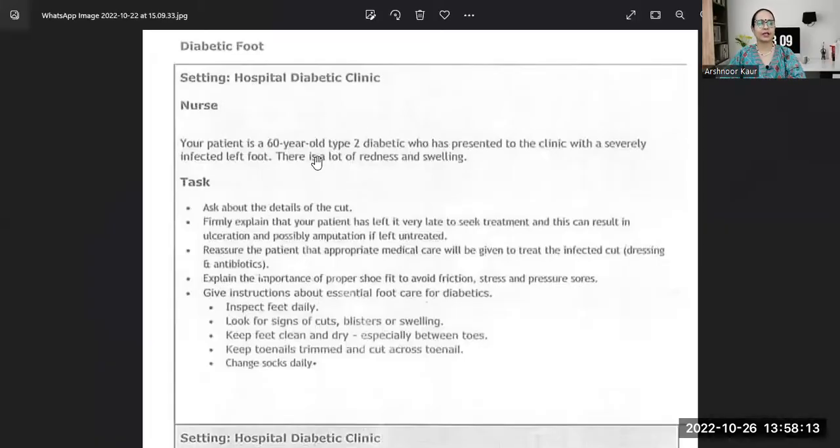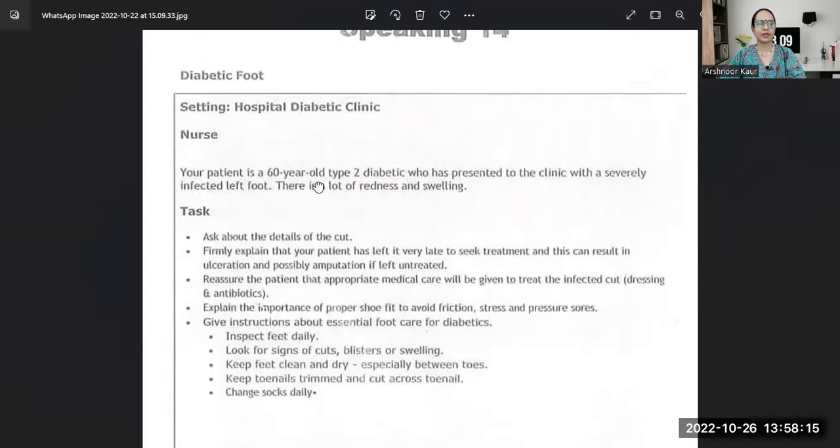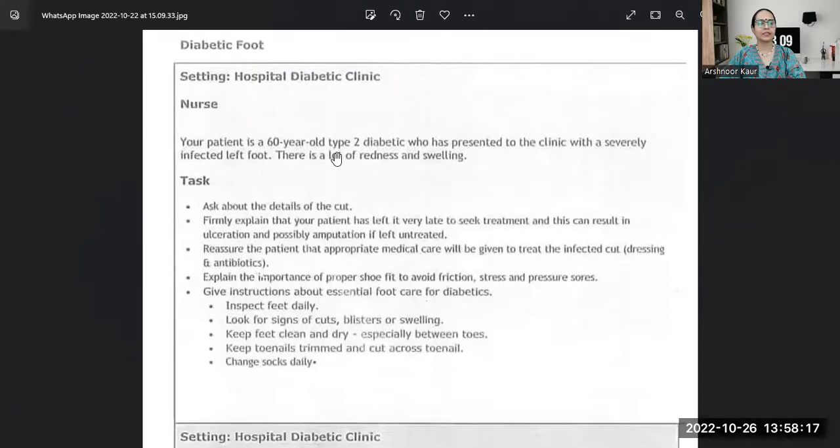So this is the task, hospital setting. It is a hospital diabetic clinic and this is the nursing task. Nurses, your patient is 60 years old. It may be male or female, you can decide accordingly. The patient has type 2 diabetes and has presented to the clinic with a severely infected left foot. There is a lot of redness and swelling.